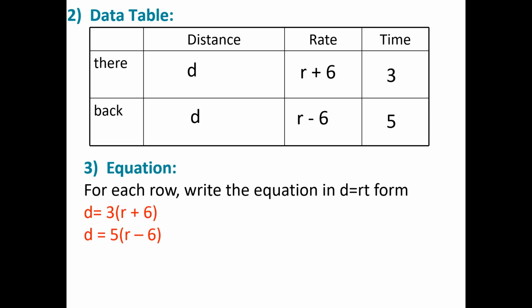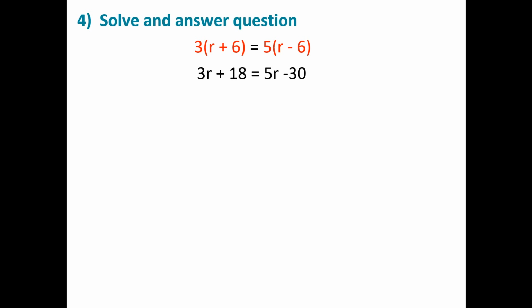Distance is going to be the same because I went somewhere and I came back. So we've got 3 times the quantity r plus 6, and 5 times the quantity r minus 6. My two equations. It's the equal values method time again. Distance is the same, so those two quantities equal each other. I distribute, and then I'm going to combine some like terms.